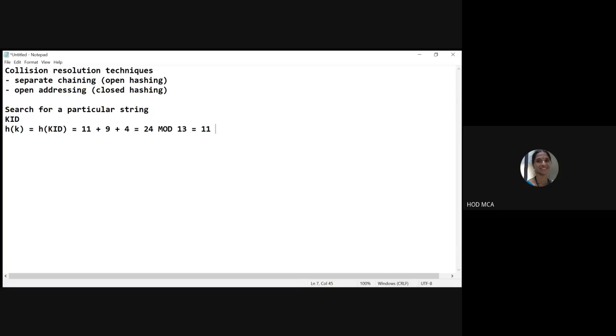All right. In the 11th position, if we look into our previous example, we had R, followed by soon. So that means we don't have this particular word kid in the 11th slot. That's how I search if a particular string is available in the hash table or not. I hope I'm clear how to search.